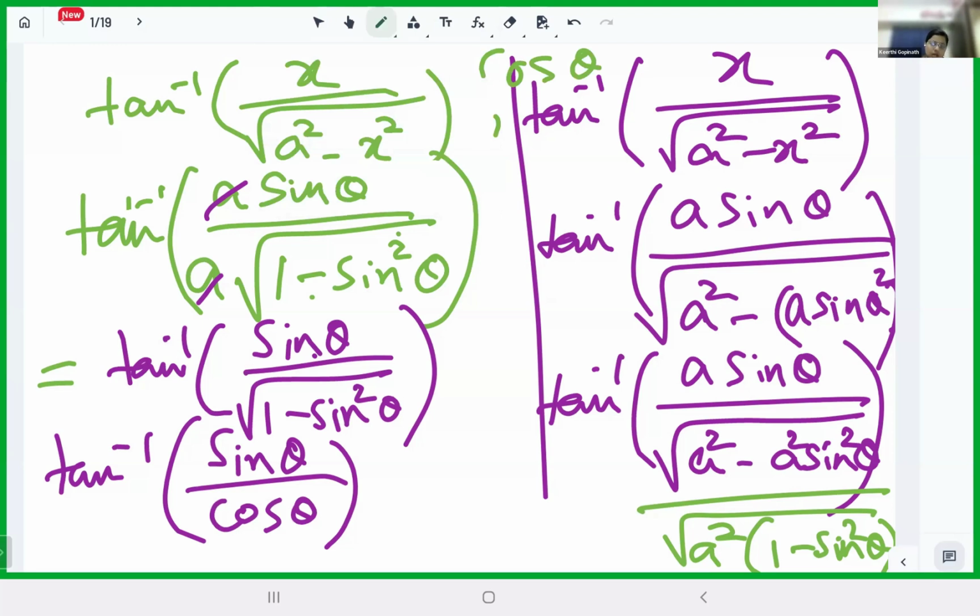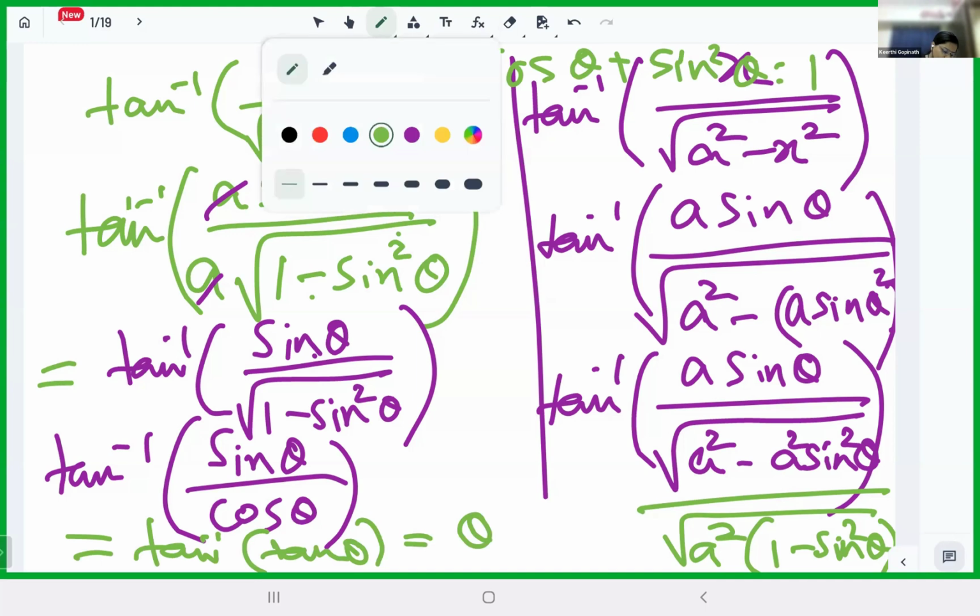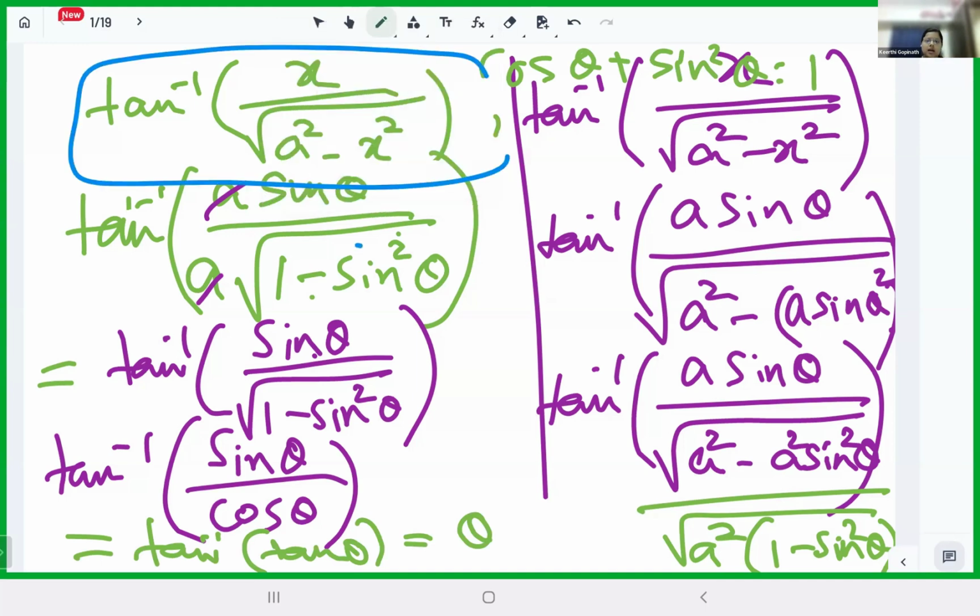Okay, from this we get that root of 1 minus sin square theta is cos theta. So tan inverse of sin theta by cos theta will become tan inverse of tan theta, that is equal to theta. Okay, we can't stop here. Since the question is a function of x, we have to convert the result also in terms of x. So here we have obtained it in terms of theta. So we have to convert this.